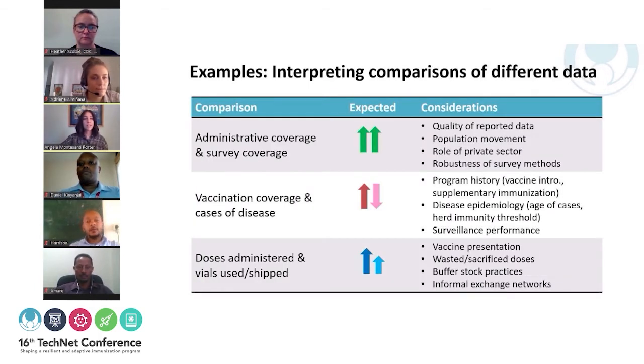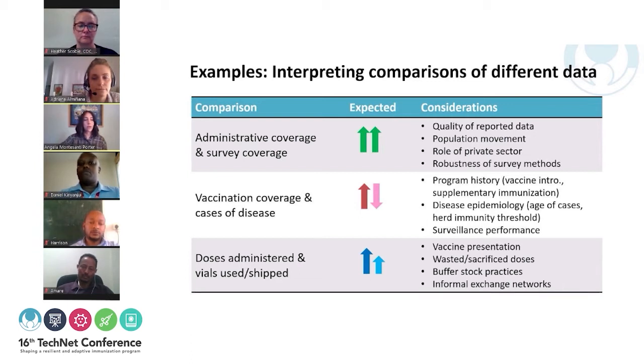As part of the guidance, we tried to provide a bit of an analytic framework for interpreting comparisons of different data, summarized here in the table. You see in the first row as an example, comparing administrative coverage and survey coverage. You would expect these data sources and data points to be essentially the same. In the second row, you see comparing vaccination coverage and cases of disease from surveillance data. You'd expect these trends to go in the opposite direction. As coverage goes up, number of cases of disease goes down.